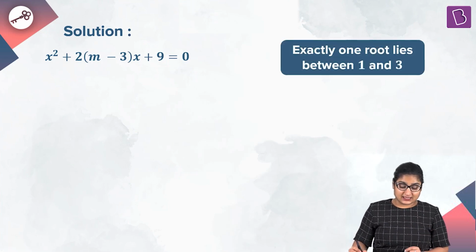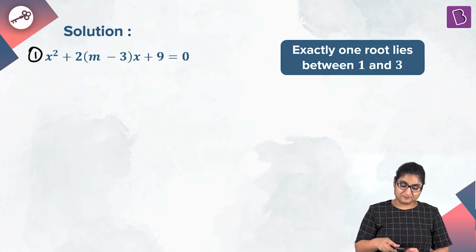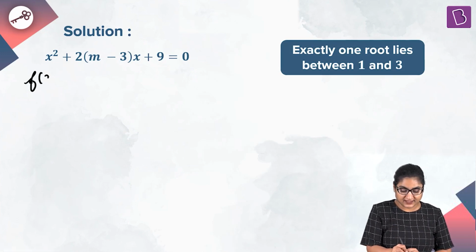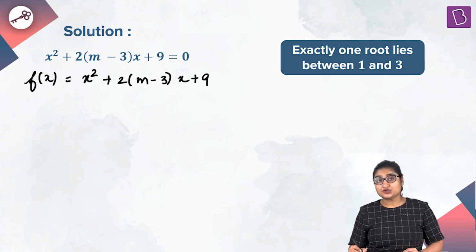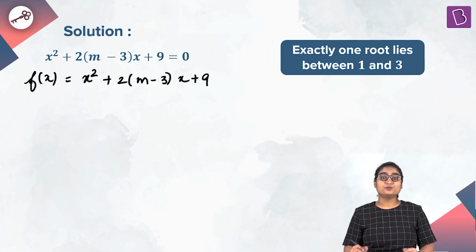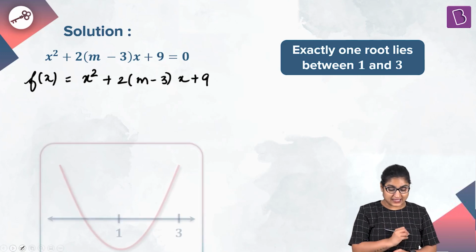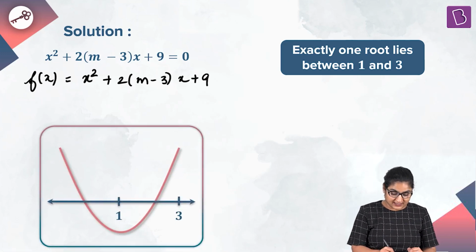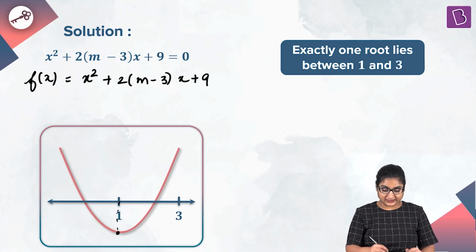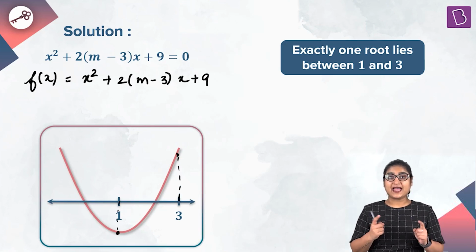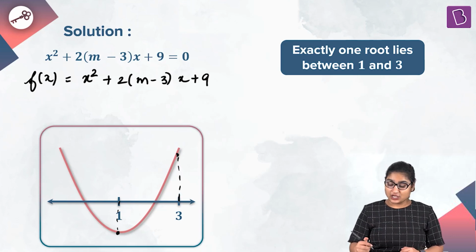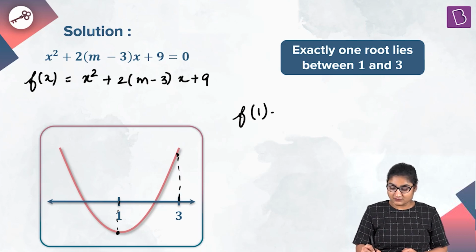As you can see that the coefficient of x square is 1. All right. So if I define f of x as x square plus 2 times m minus 3 times x plus 9 and draw the graph for f of x, we will have opening upwards parabola. Exactly like this. From here, we can say that f of 1 is negative and f of 3 is positive. That means f of 1 and f of 3 are of opposite sign. So what we will get is f of 1 multiplied by f of 3 is less than 0.